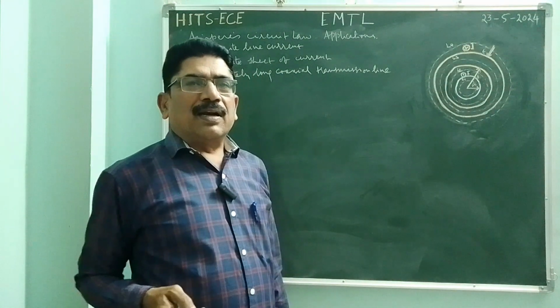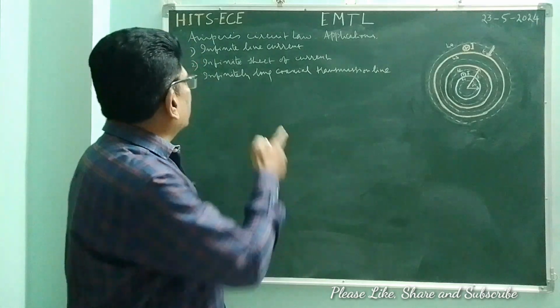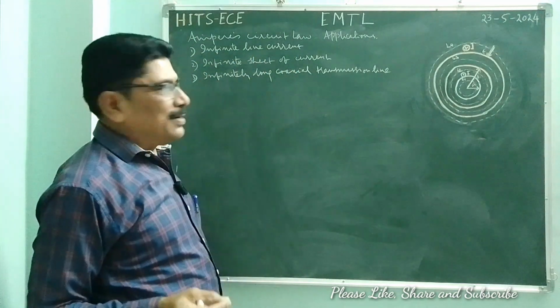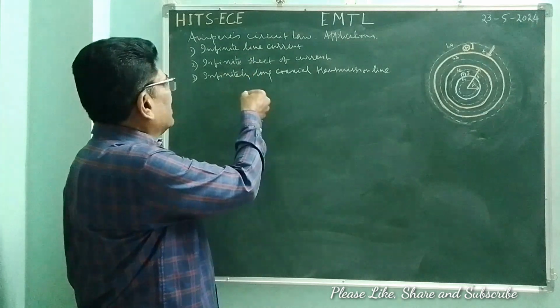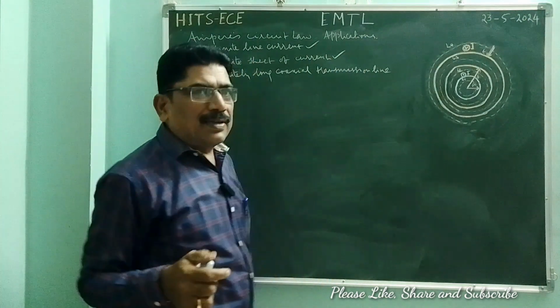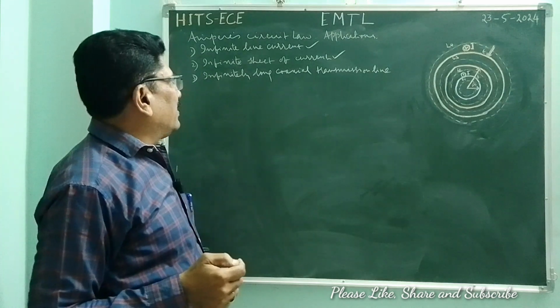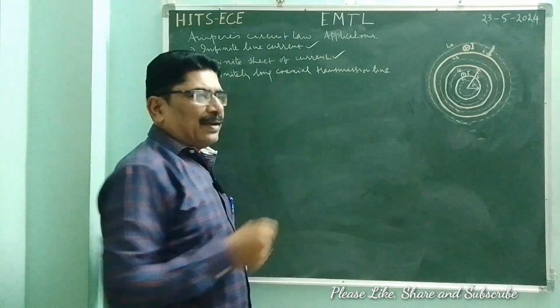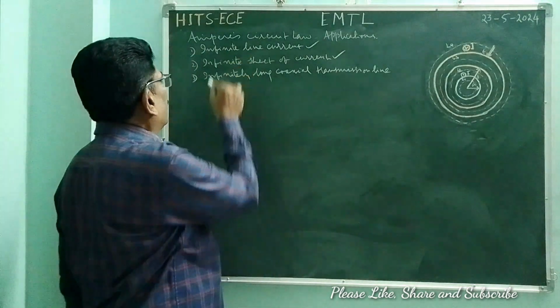Today's class is in continuation to the last class. In the last class, I discussed Ampere circuit law and its applications. There are three applications, and in the last class, I discussed the first two. In today's class, I will explain clearly about the infinitely long coaxial transmission line. What are those first two applications?